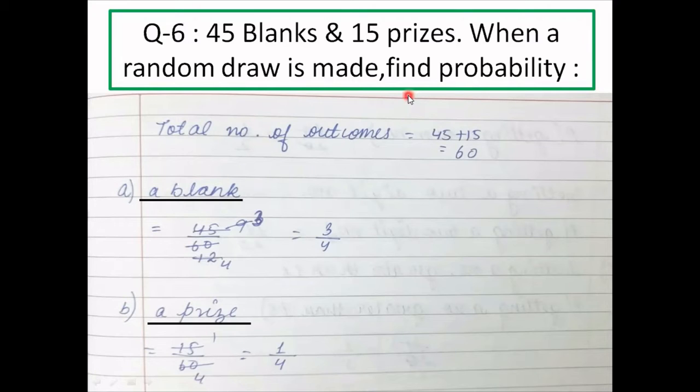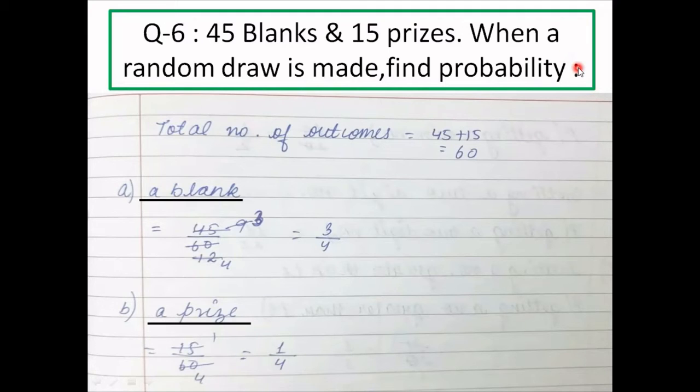That is, for sample space, only if the total number of outcomes are not given, and second is total number of outcomes, and third is the formula, which is very necessary. Now here we have written total number of outcomes. These are 45 plus 15, which is 60. First part is a blank. So blanks are 45 and total number of outcomes are 60. As in our formula it is mentioned, so this is 3 by 4. Now a prize, 15 prizes and total outcomes 60, so 1 by 4. I hope you understood this question.